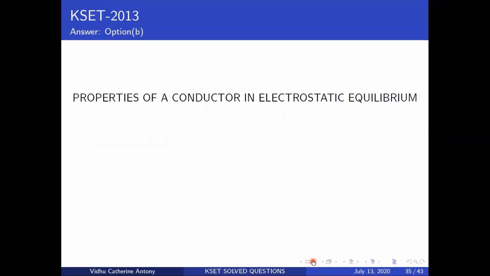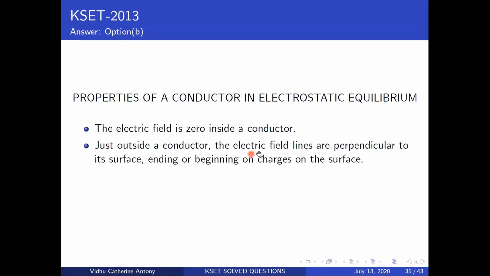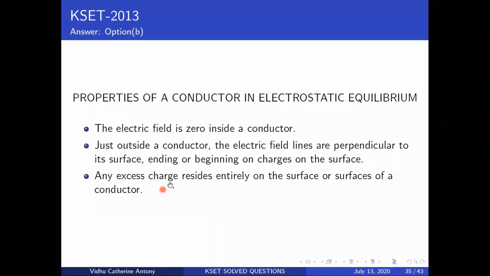Let's look at the properties of a conductor in an electrostatic field. The field inside your conductor is 0. Outside the conductor, the electric field lines are perpendicular to the surface. They start with the charges and end with the charges. Now, any excess charge resides entirely on the surface or surfaces of your conductor. So there's nothing inside.